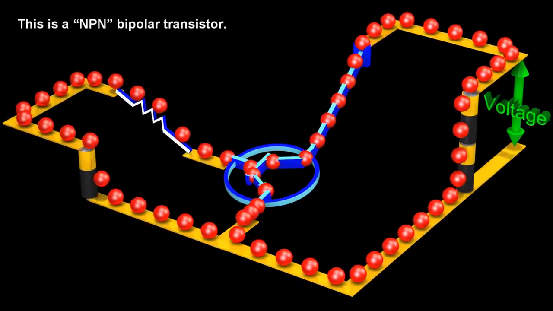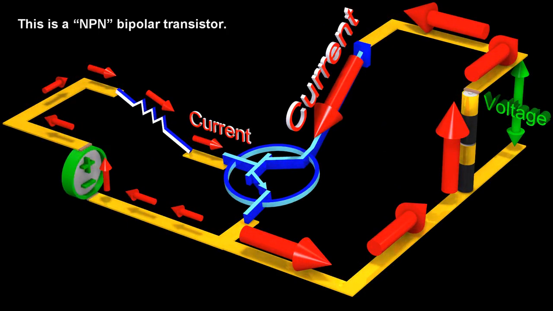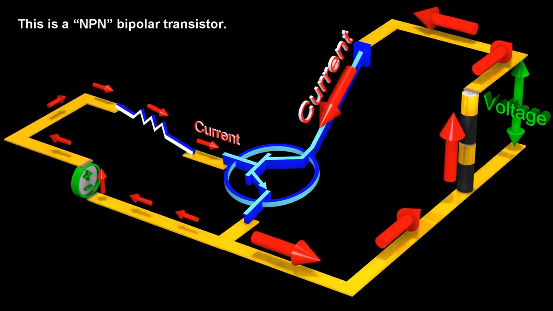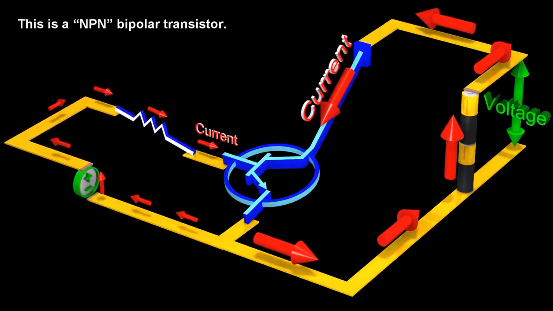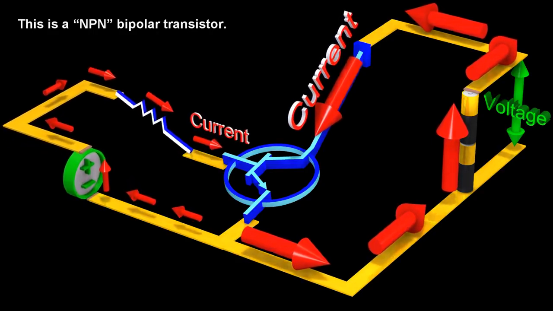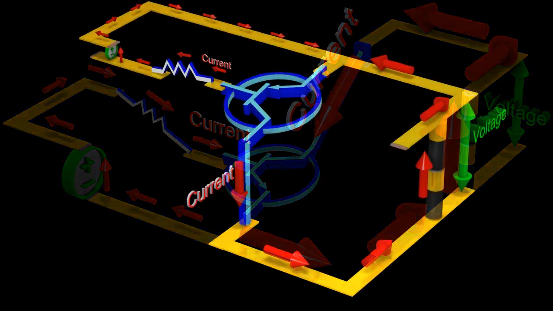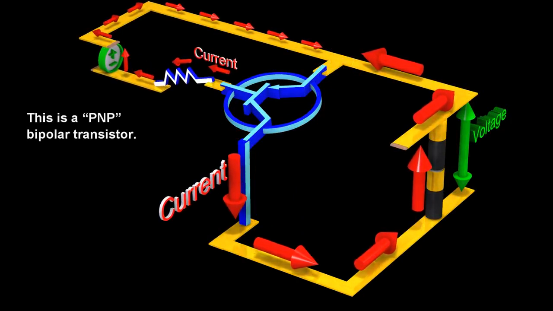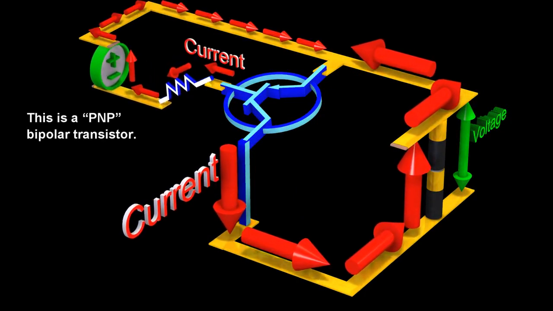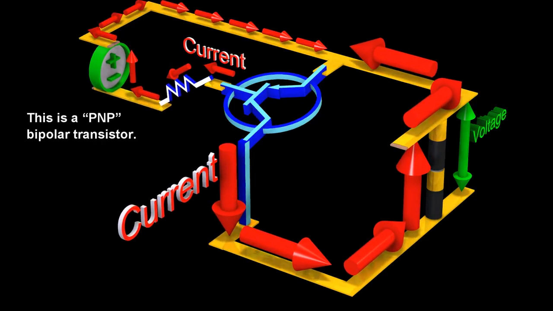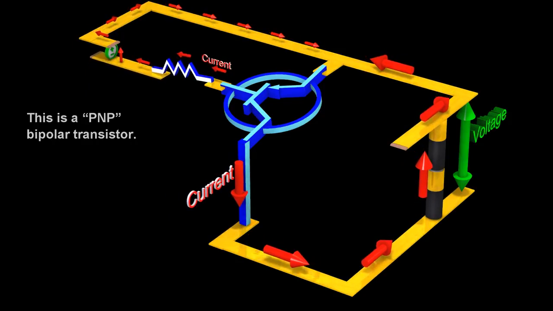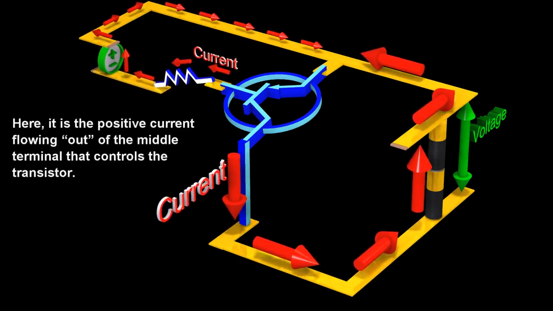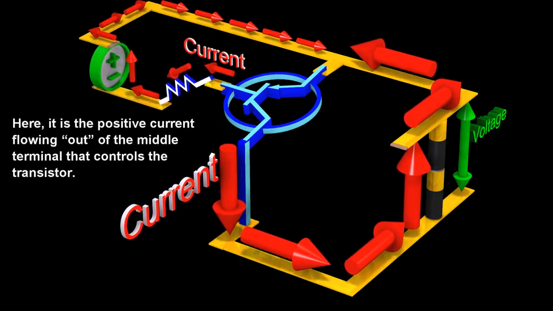This is an NPN bipolar transistor. This is a PNP bipolar transistor. Here, it's the positive current flowing out of the middle terminal that controls the transistor.